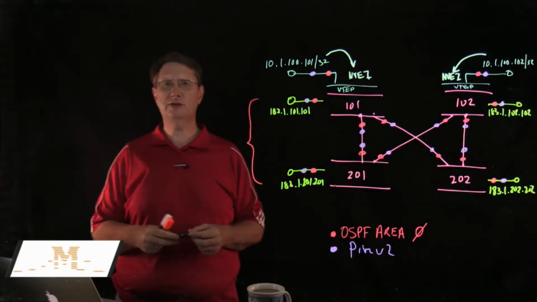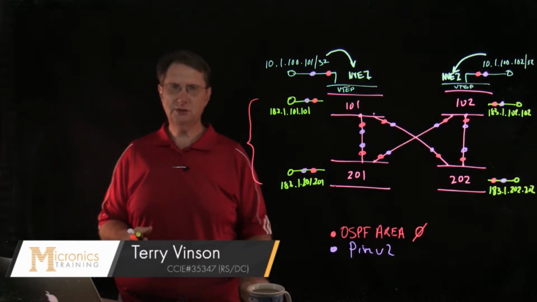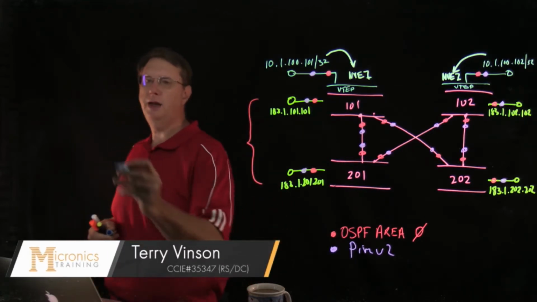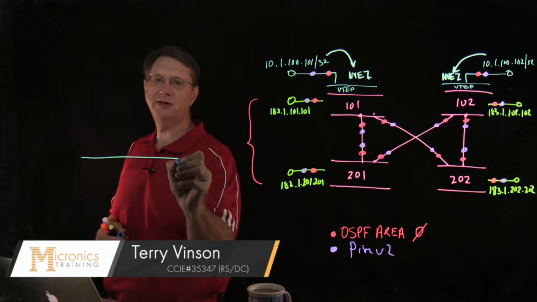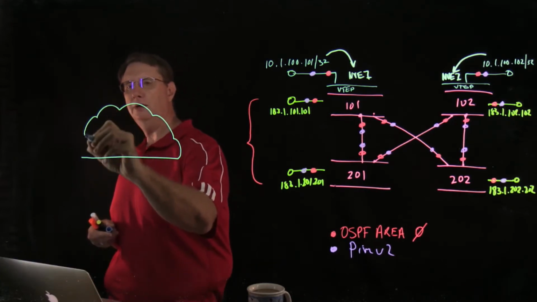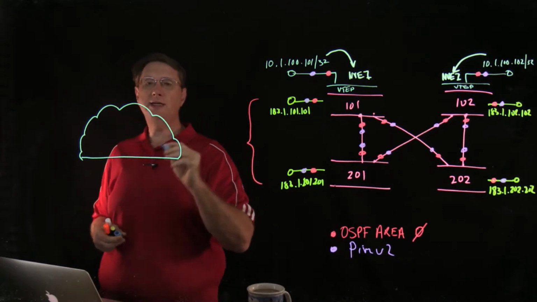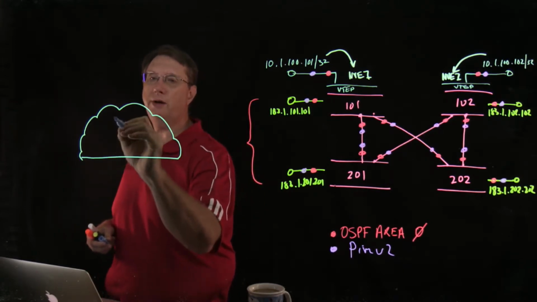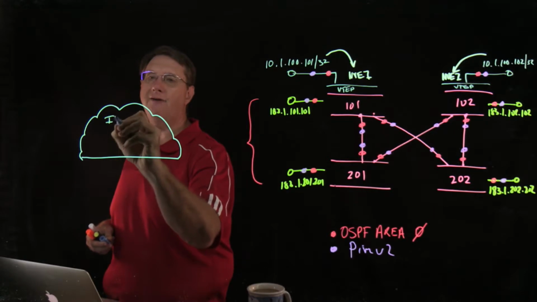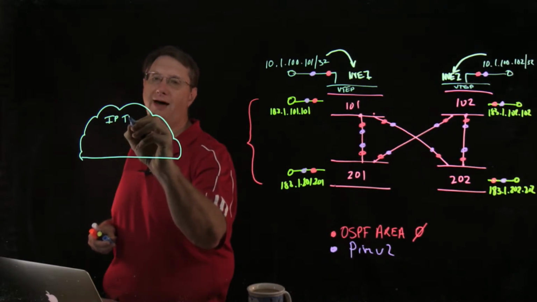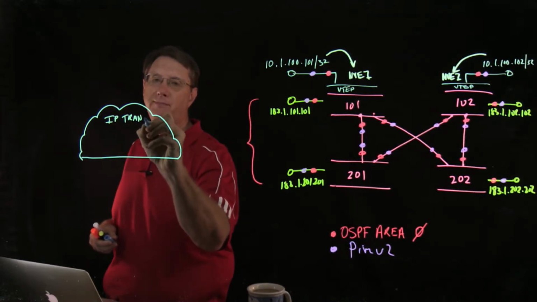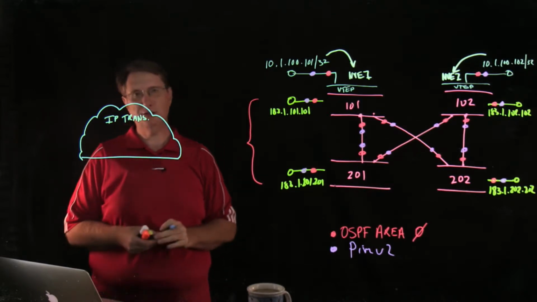All right, time's come for us to talk about what we're building. So what I'm going to do is grab the blue pen and draw something to represent our layer 3 transport. So yeah, it's a cloud. Predominantly, this is going to be where we have whatever IP support we have in the transport environment. So that's going to be my IP transport.